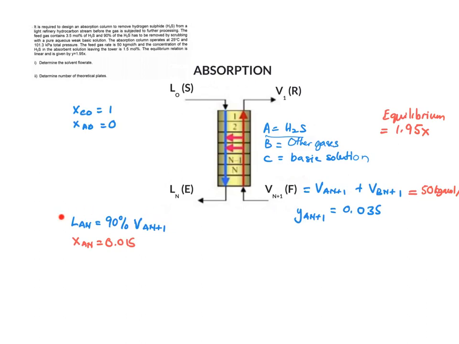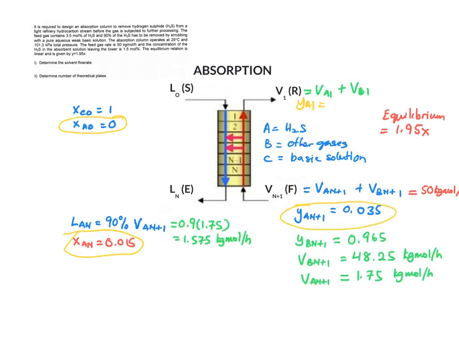In the extract part, we have the information on the 90% of the solute. 100% comes from VAn plus 1, so 90% out of VAn plus 1 will be the solute recovered at the extract. The mole fraction of the solute at the extract is also given as 0.015. There is not much information on the mole fraction of the solute in the raffinate, but we can still calculate it later, so not to worry about that. We are also given the equilibrium relationship, which is 1.95x. Now let's proceed with the further calculation.